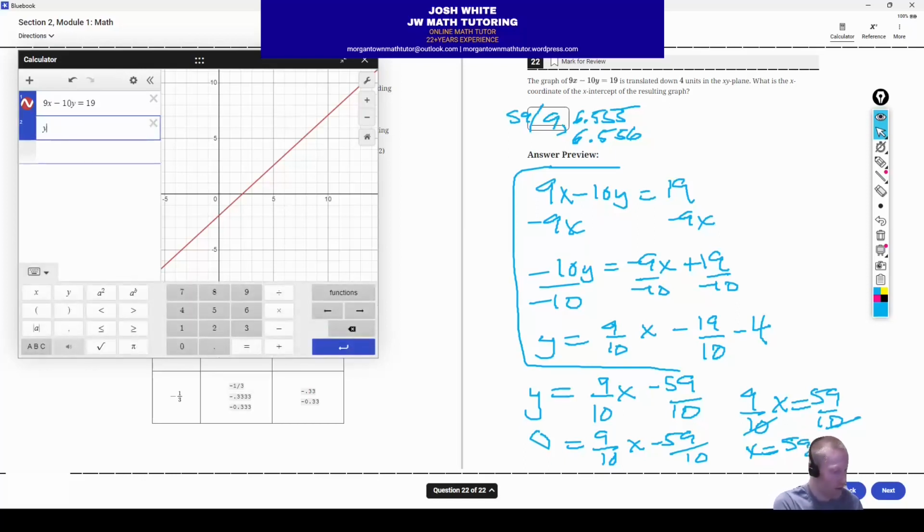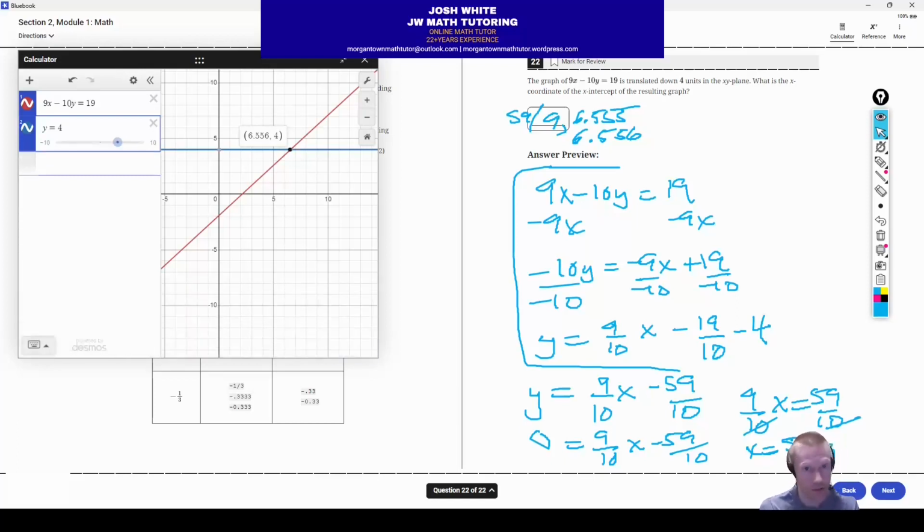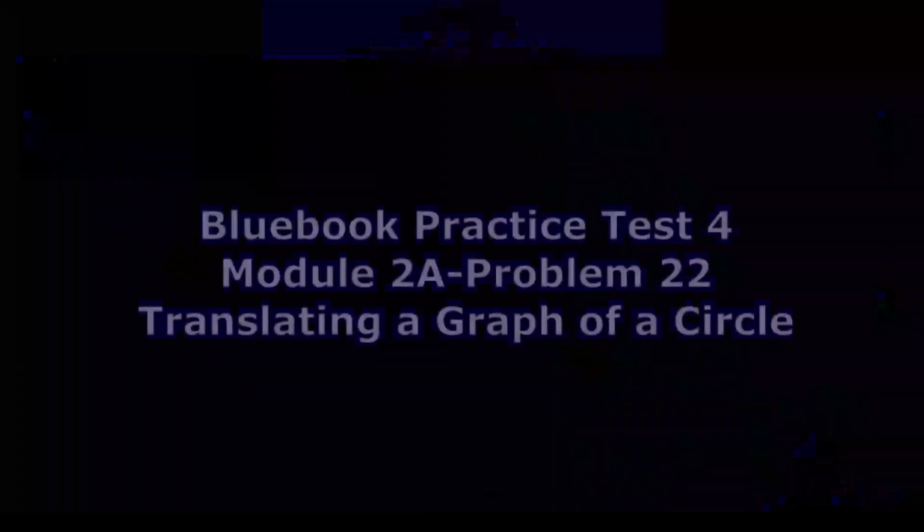So if you just graph y equals 4 and you see where they intersect, this is the point that, when you shift it down 4 units, is going to be an x-intercept, because the 4 for the y coordinate is going to shift down and become 0. So this is how you could get the answer to this question entirely in Desmos without needing to rearrange the equation, and basically without doing any of the work with the fractions or anything.